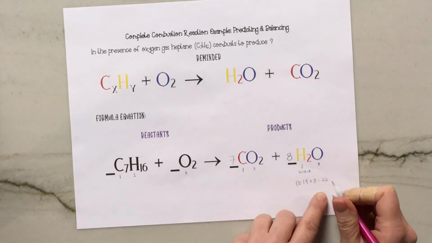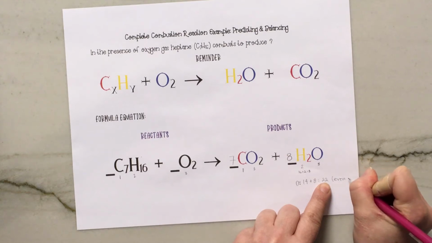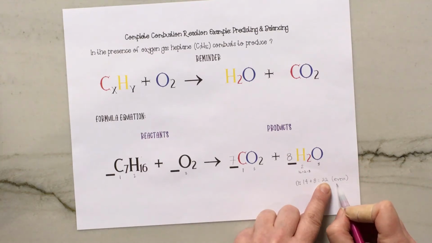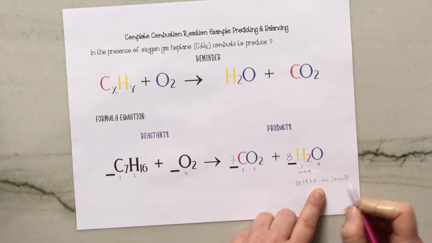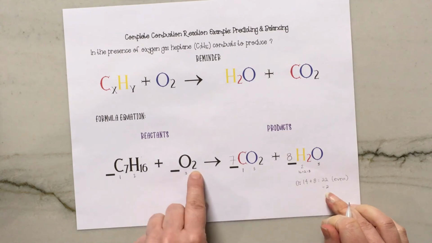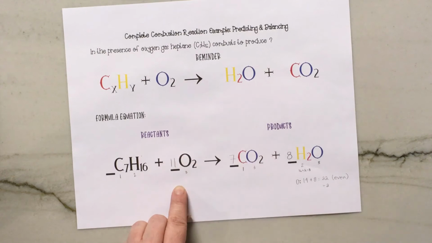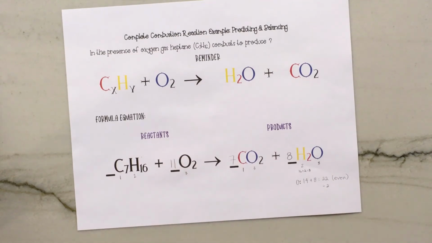Now, since this is an even number, 22 is an even number, what we want to do is we want to take that number and we want to divide by 2. This is why we're dividing by 2, which is 11. And we are done. And I'm going to quickly show you how this is balanced.